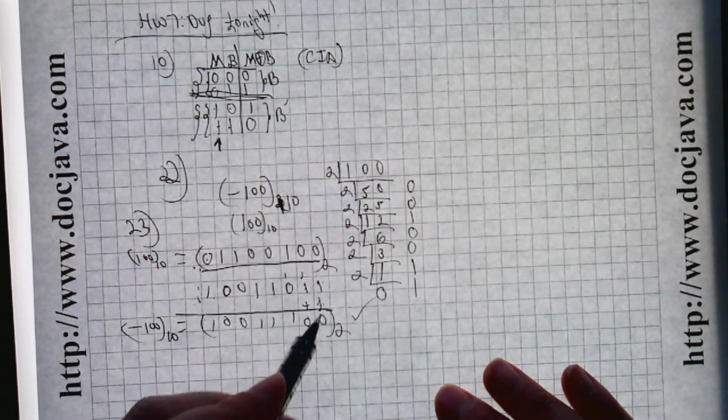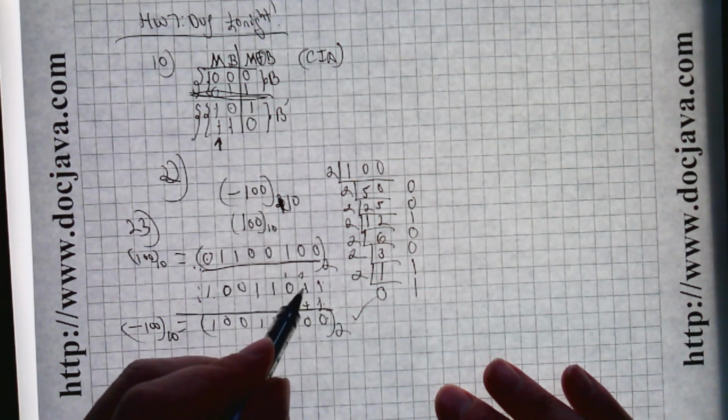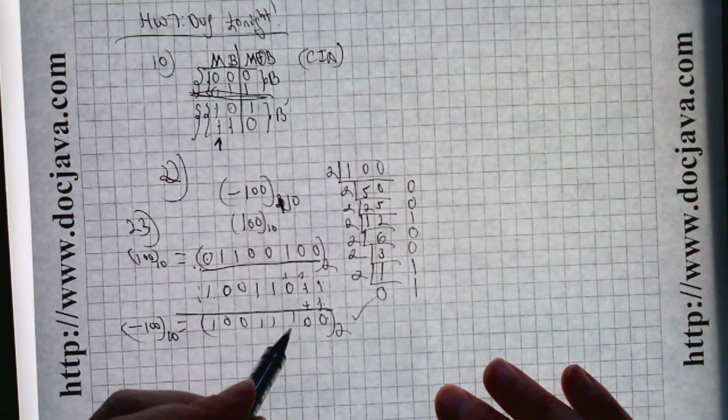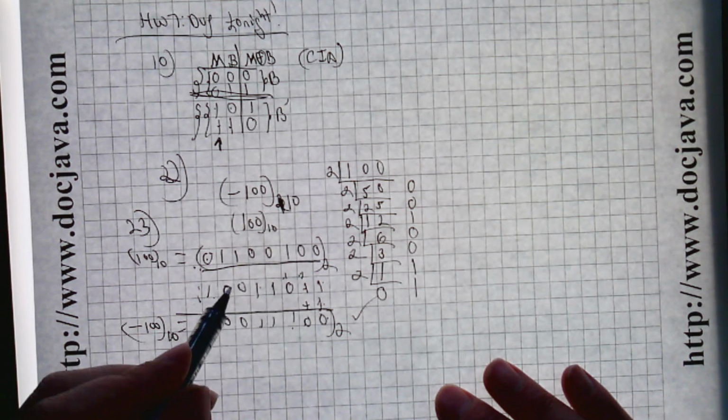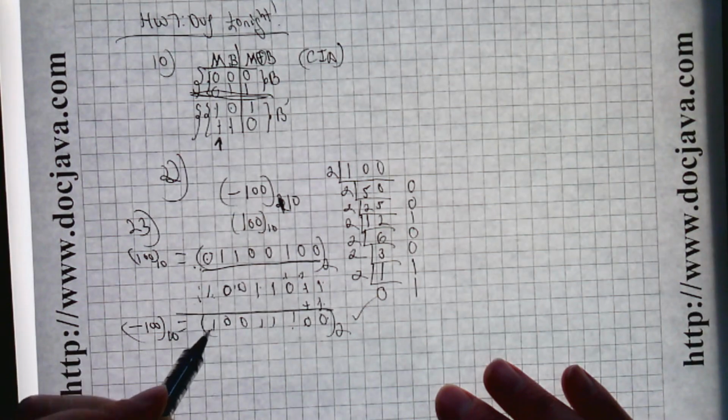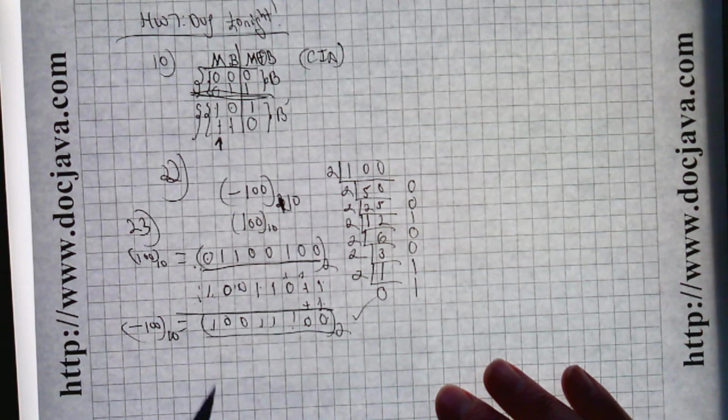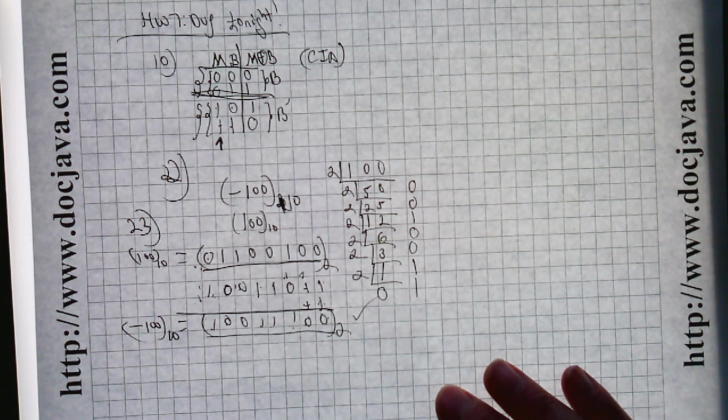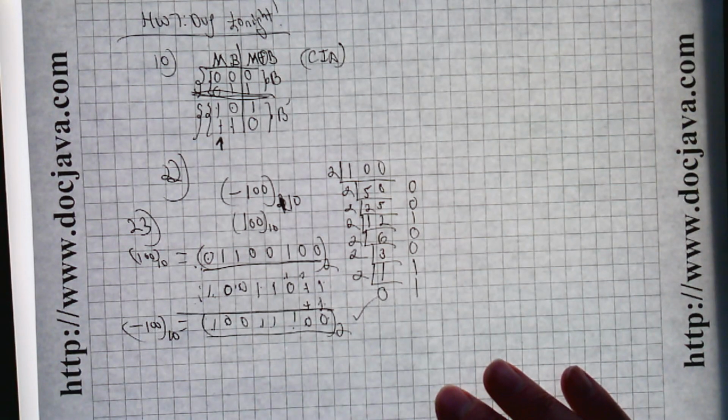And that's 1 plus 1 is 0, carry the 1. 1 plus 1 is 0, carry the 1. The 1 comes down over here. This 1, this 0, that 0, that 1. And that gives you an answer. That is negative 100 in base 2, using 2's complement.